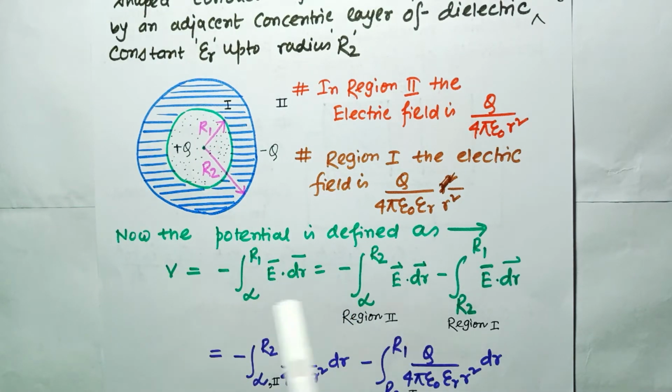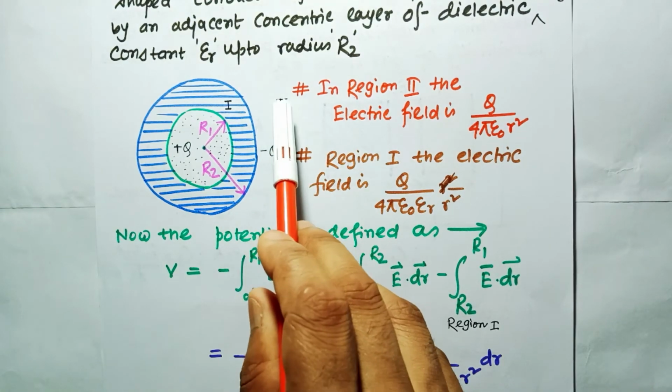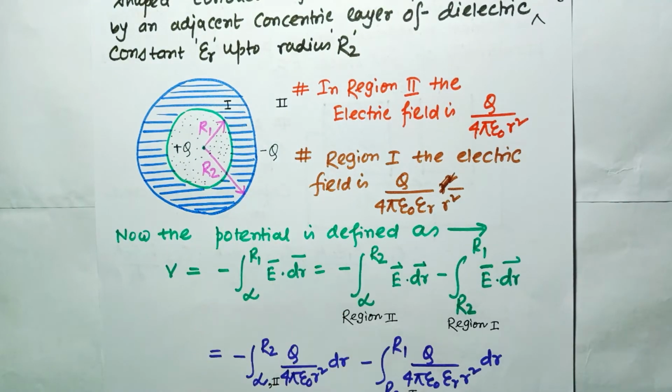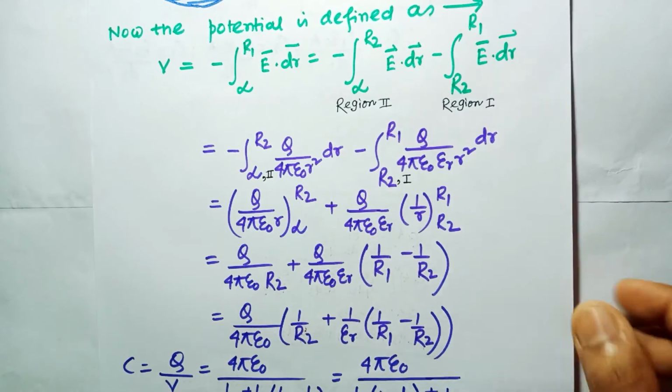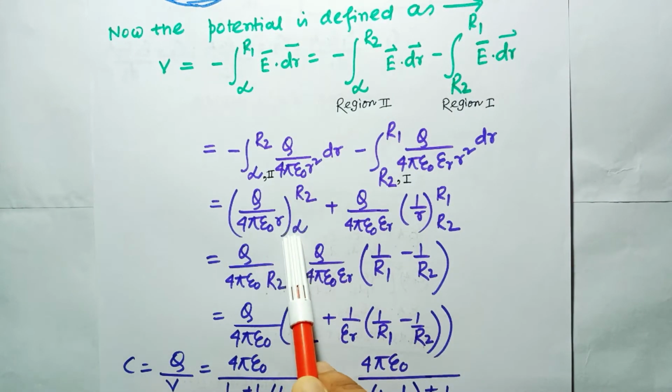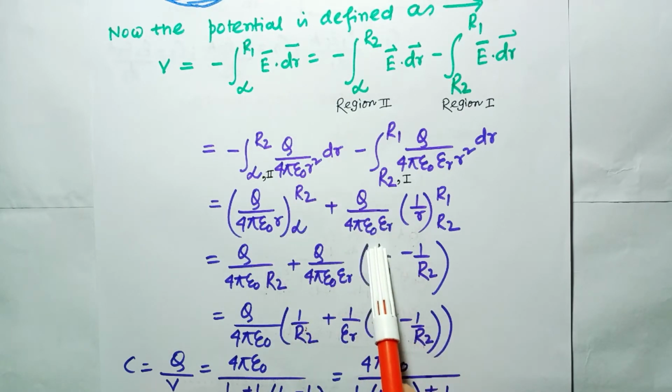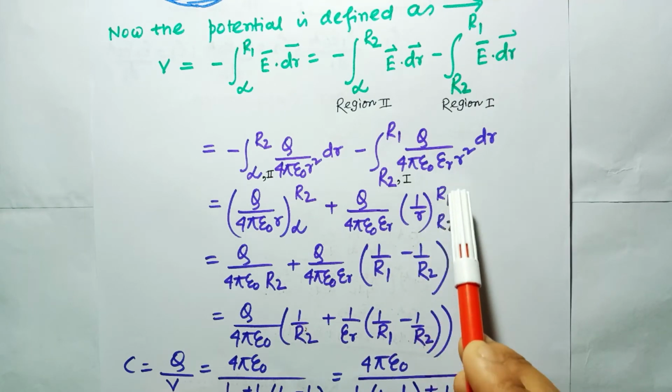So the integration will look like minus the integration from infinity to R2 of E dot dr, minus the integration from R2 to R1 of E dot dr. This is for region 2 and this is inside the dielectric, region 1. For region 2, I put the value of E, that is Q by 4 pi epsilon naught r square, and for region 1, that is Q by 4 pi epsilon naught epsilon r times r square. If I integrate, I get Q by 4 pi epsilon naught times 1 by r from infinity to R2, plus Q by 4 pi epsilon naught epsilon r times 1 by r from R2 to R1.